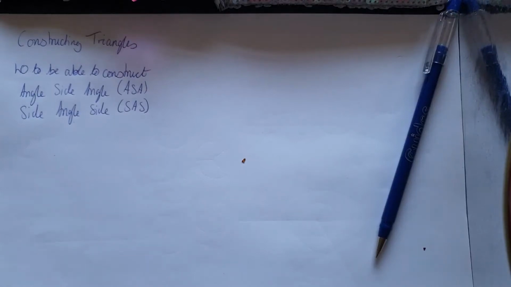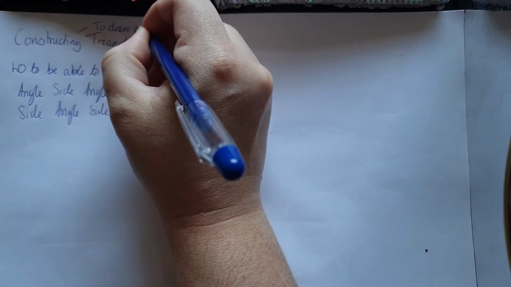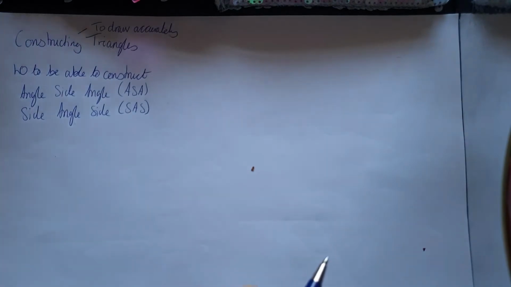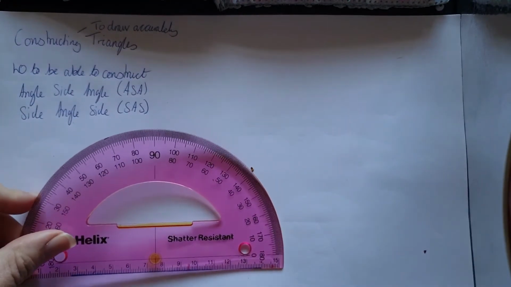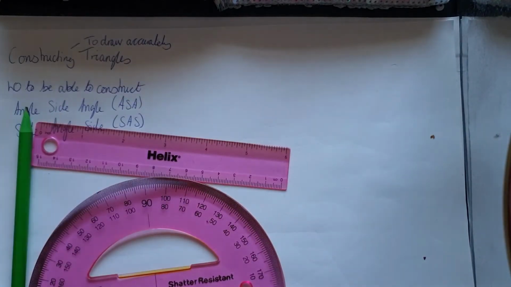Hello, today we're looking at constructing triangles. Now, constructing is a formal word in geometry and it means to draw accurately. So when you see construction, you will need a protractor, a ruler, a pencil, and for some of these later on in this unit, you will also need a pair of compasses as well.